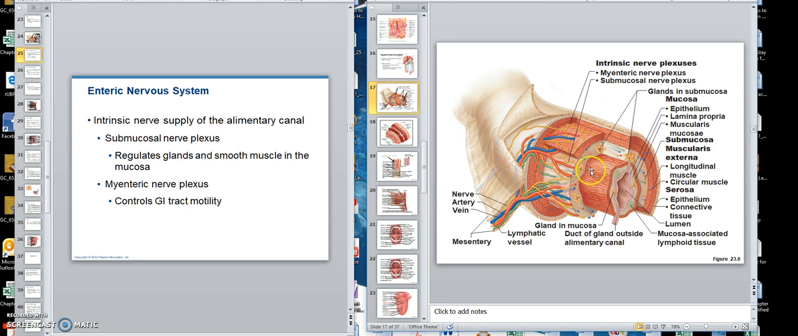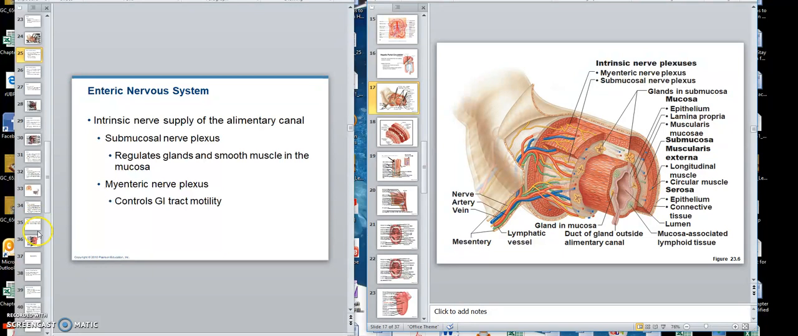And the mesenteric plexus handles those longitudinal and circular muscles. So remember we had the muscularis mucosa, and that would be handled by the submucosal plexus in the mucosa. And in the regular muscular layer, which would be the muscularis externa, the mesenteric nerve plexus controls that.